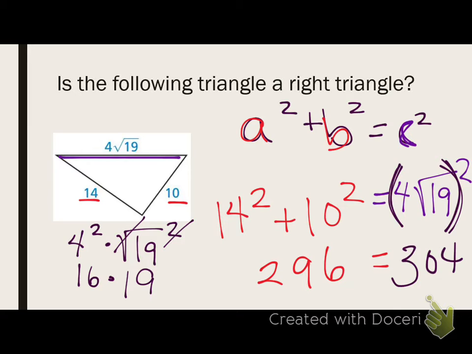So is this a right triangle? It is not a right triangle. You should, however, be able to decide what kind it is. Obtuse. You were right the first time. This is the hypotenuse squared, that 304. It's bigger, so it would be obtuse.